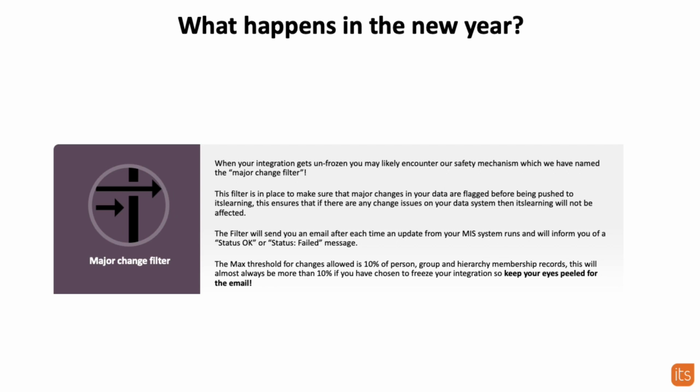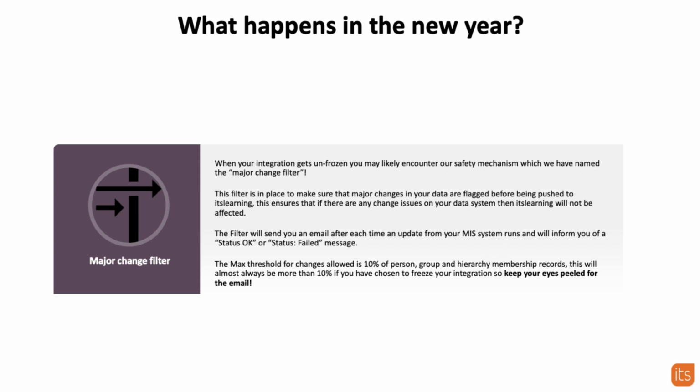The filter will send you an email after each time an update from your MIS system runs, and it will inform you of whether a status is okay or status failed. We'll get onto that in the next slide. We do have a max threshold for changes allowed, which we set to 10%, and this is 10% of person, group and hierarchy records. This almost always happens for integrations that are starting afresh, because we've got a new enrollment of learners. We could have a couple of hundred learners starting, and usually there's more than 10% of changes when we have that.